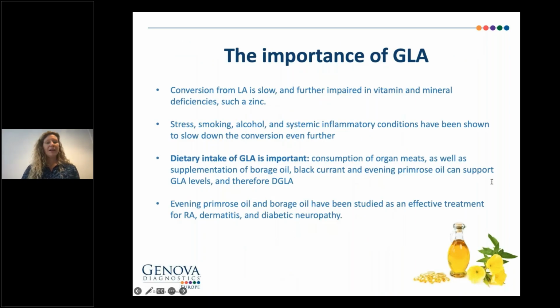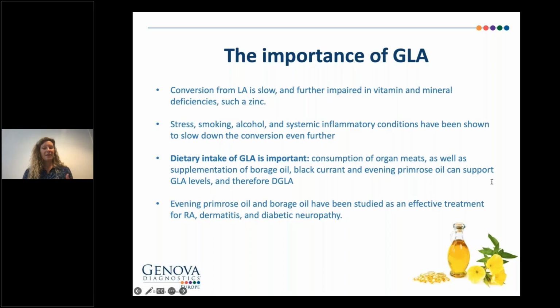So gamma-linolenic acid is synthesized from linoleic acid through the delta-6 desaturase enzyme, and this enzymatic reaction is very slow and is further impaired in vitamin and mineral deficiency, such as zinc, which is something I've already highlighted. There are other things that can impair the functioning of that enzyme. And that's things like stress, smoking, the intake of alcohol, and systemic inflammatory conditions, which can further slow down the conversion.